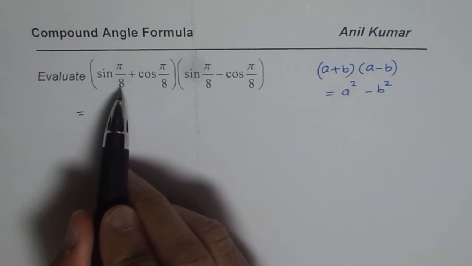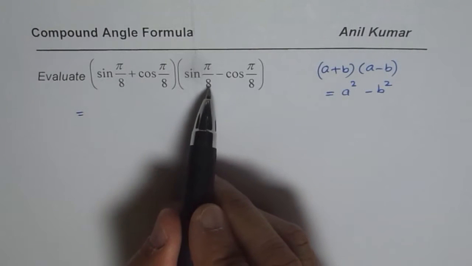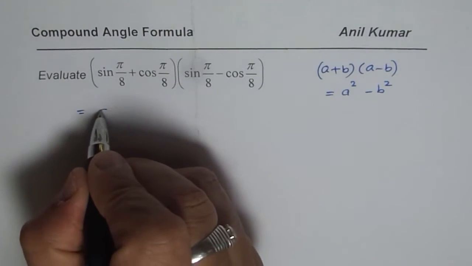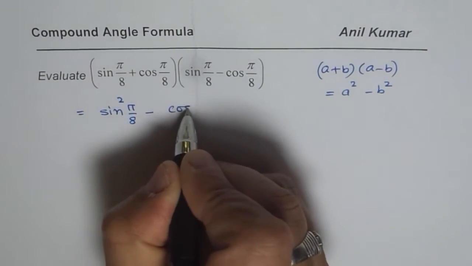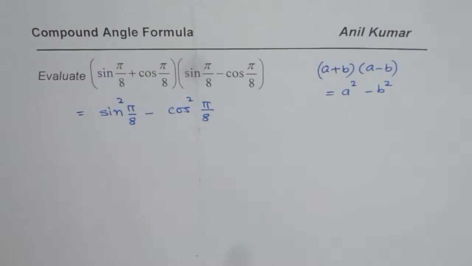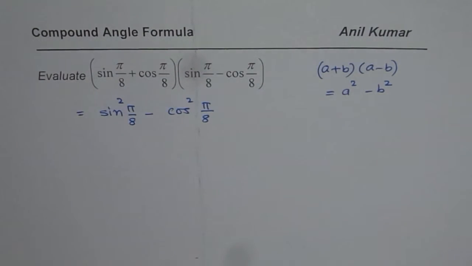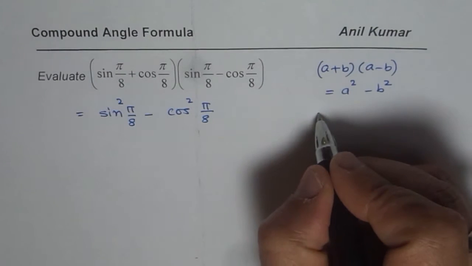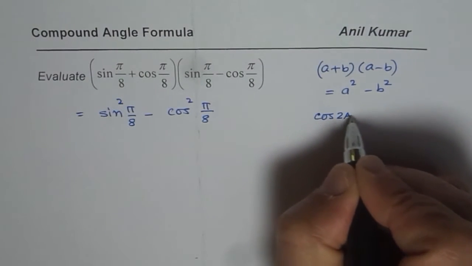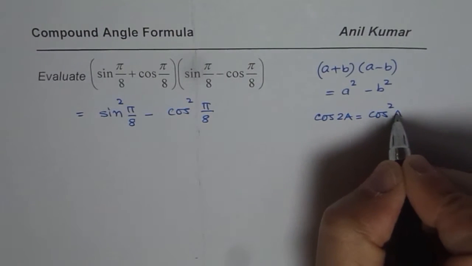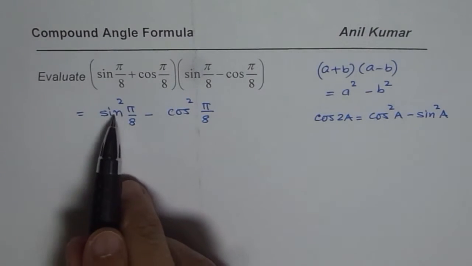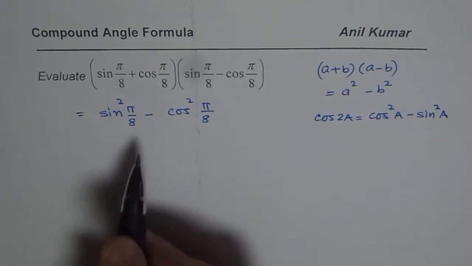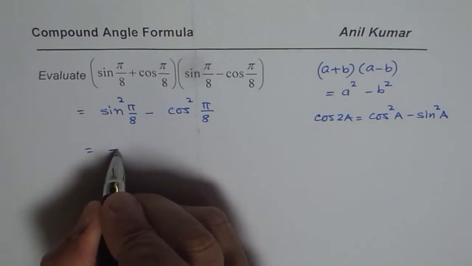So sine of pi by 8 plus cos of pi by 8 times sine of pi by 8 minus cos of pi by 8 will result into sine square pi by 8 minus cos square pi by 8, correct? Now, does that remind you of some compound angle formula? Yes, it does, right? So the compound angle formula which goes with this is cos of 2a could be written as cos square a minus sine square a, correct? However, we have sine square a minus cos square a over here. So, in this case, we should be writing negative, right?